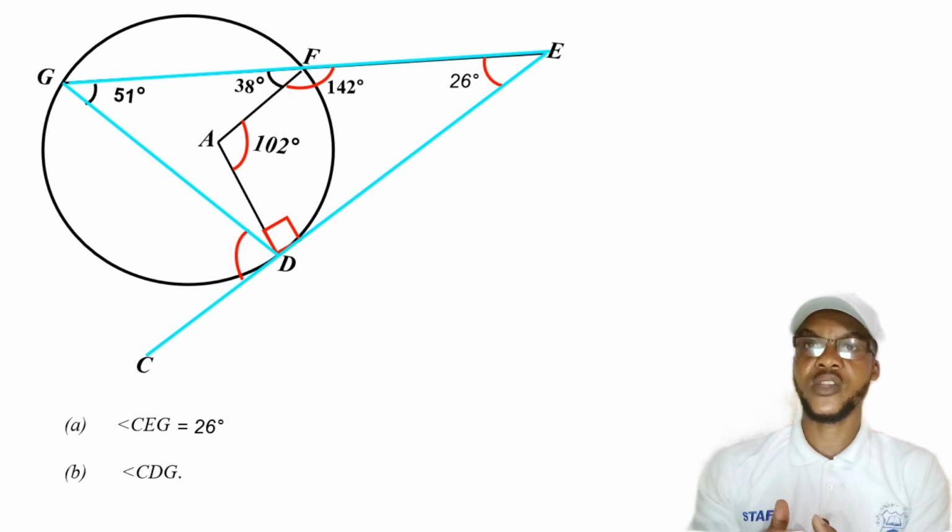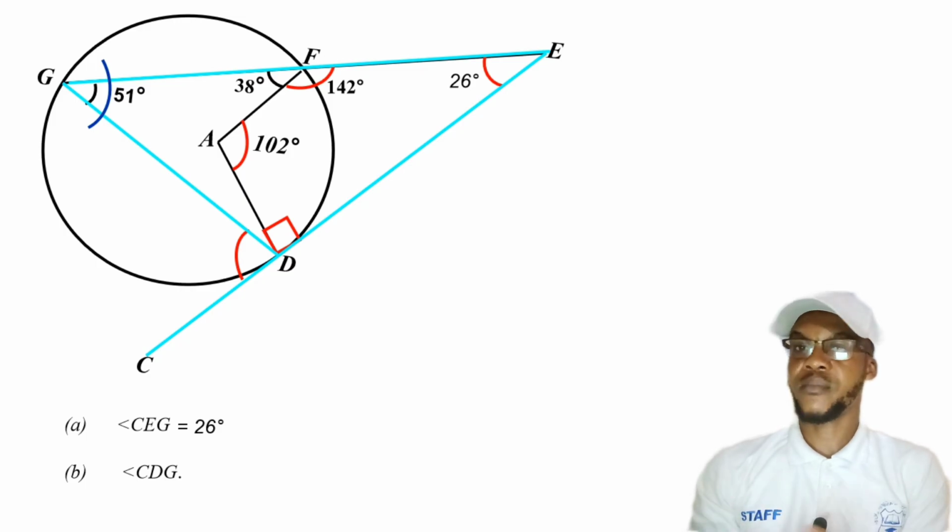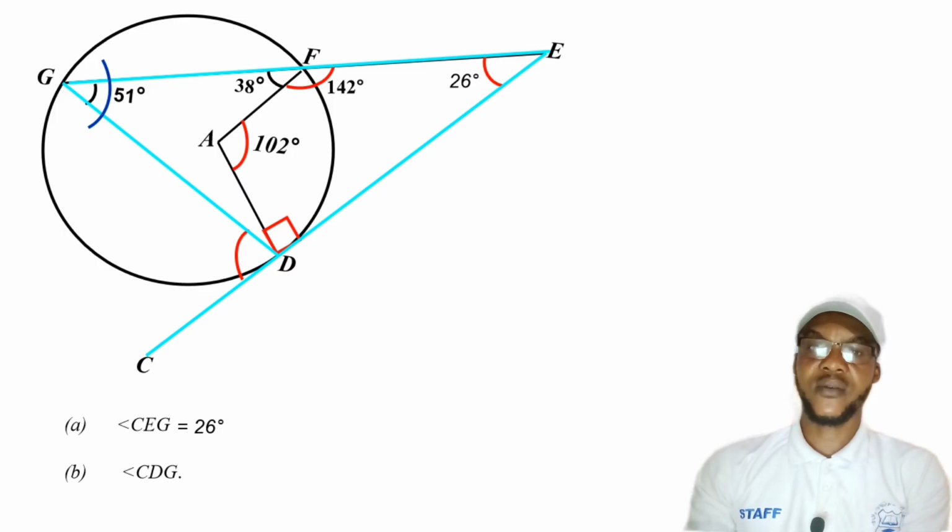There's a property. When you send your mind back to plane geometry 1, I remember the theorem we call the exterior angle theorem. What did we say about that? We said that if you have a triangle, the exterior angle of the triangle is equal to the sum of the two opposite interior angles of that triangle. So if you take angle at G and angle at E and sum them, they must be equal to the one at D.